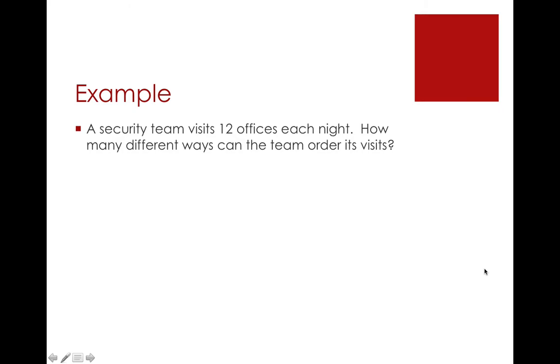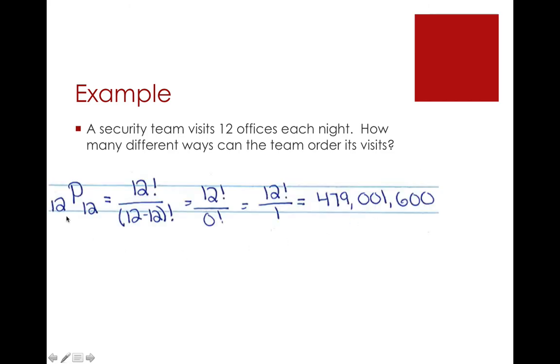A security team visits 12 offices each night. How many different ways can the team order its visits? The word order right there tells me, okay, I'm in a permutation because order is important. So my n would be 12. It's a permutation. I'm visiting all 12 offices. So it's 12P12. So using the formula, again, you could use your calculator, the already programmed in calculator and not need the formula, but if we're going to use the formula, on the bottom I get 0 factorial. And just by definition, 0 factorial is 1. So it's really 12 factorial divided by 0 factorial, which is just 12 factorial.